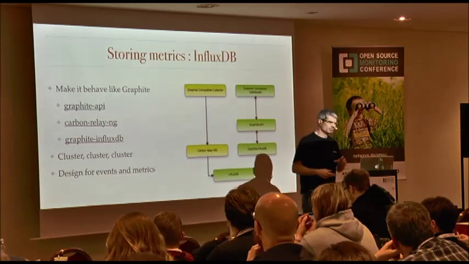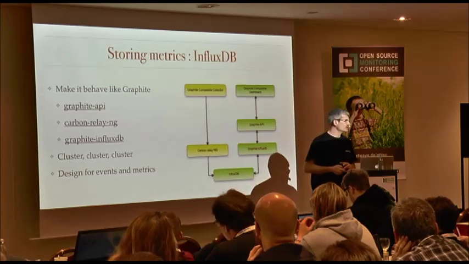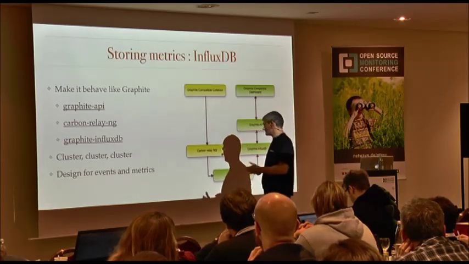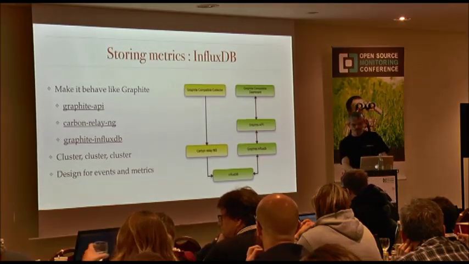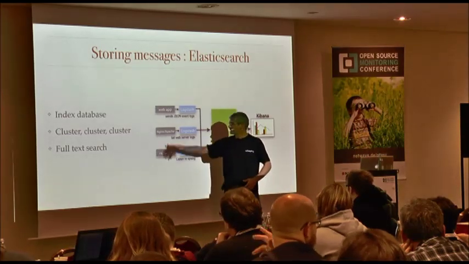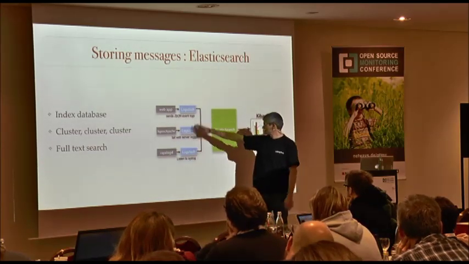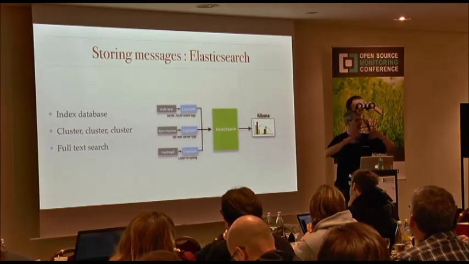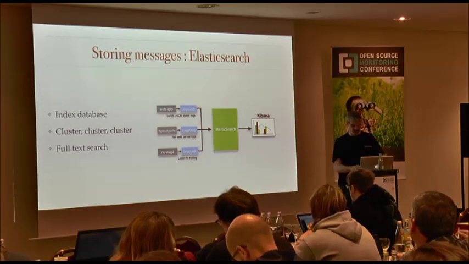Graphite is a kind of nightmare when you have to scale it. I did run into problems with some clients on a lot of metrics. And what is nice is that InfluxDB is designed for events and metrics. The messages: take the messages wherever they are, send them to Logstash. Logstash will take care of them and send them to Elasticsearch or everything you want. Simple. We will see the visualization.